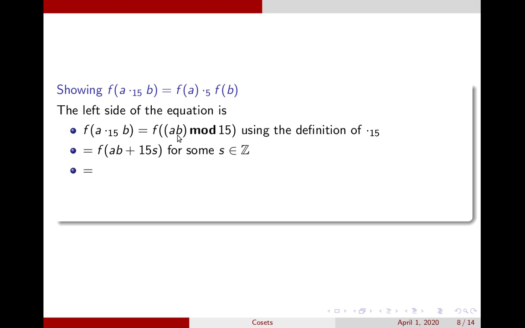And now we use the eliminating mod m lemma. a times b mod 15 is a times b plus some multiple of 15, 15s, in our proof. Now the definition of f. f of a number is that number mod 5. So we're using the definition of f. We get a times b plus 15s all mod 5.